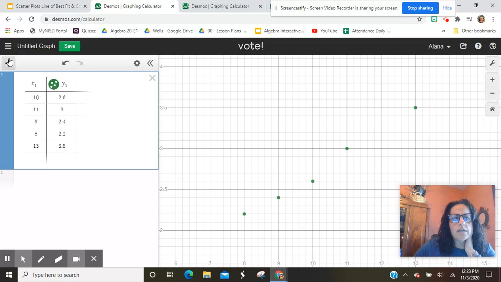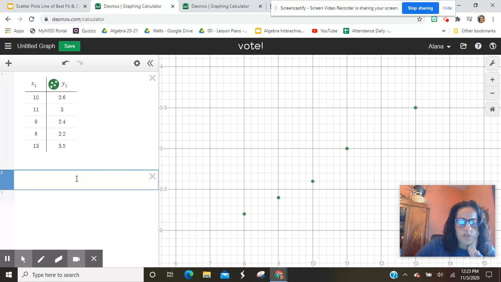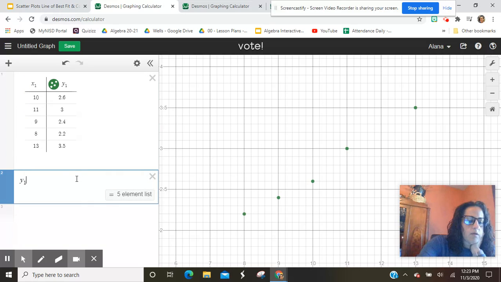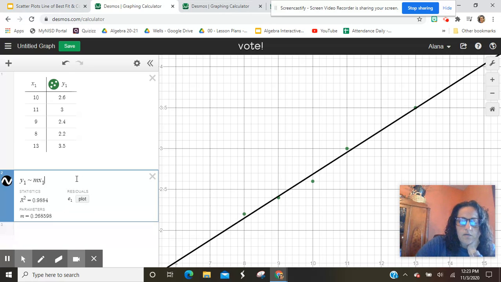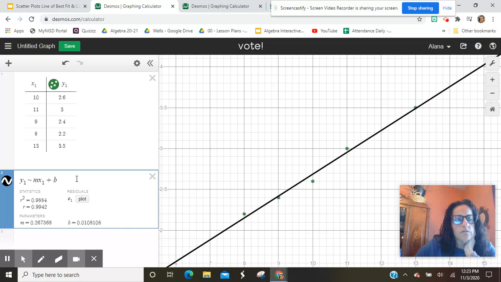Let's see how strong it is by writing the equation or finding our equation here. So we start with Y1. We're going to add that little squiggly line. And we wanted an MX plus B format. So here is everything we need. Again, it's a strong positive, and we can say it's strong because of this value right here, the R. It's 0.99. It's almost perfect.